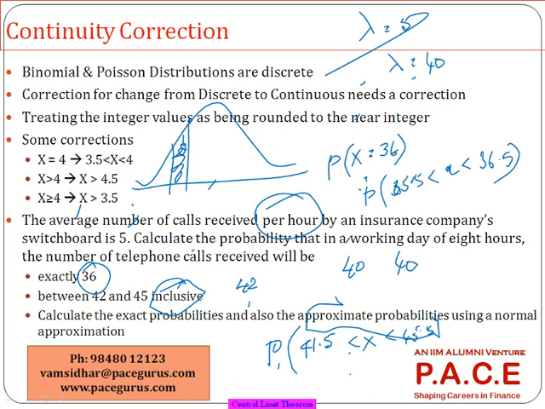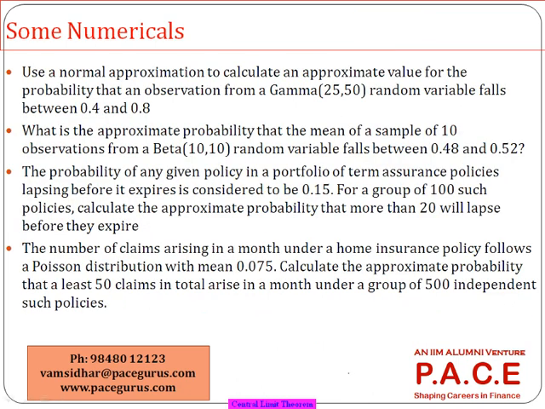Okay, let's look at some of the questions here. Use a normal approximation to calculate the approximate probability that an observation from a gamma 25, 50, so alpha is 25 and lambda is 50, falls between 0.4 and 0.8. For the normal, I will take the mean of the gamma itself, alpha by lambda, which is 0.5. I will take this 0.5 as the mean of the normal distribution.